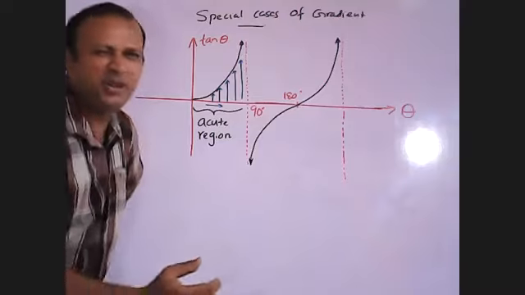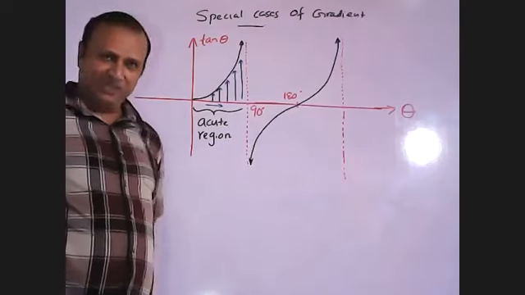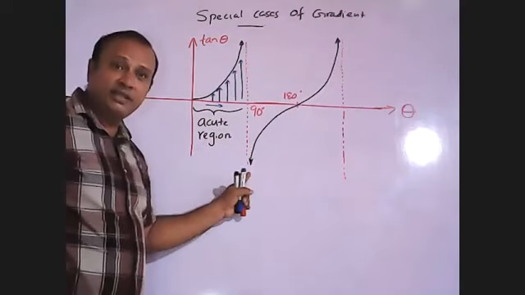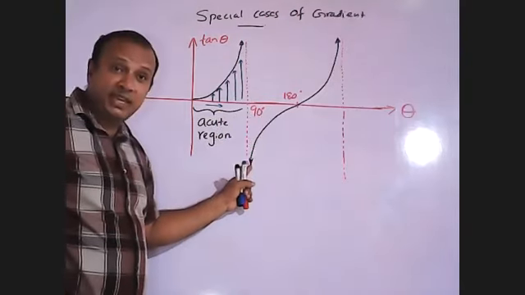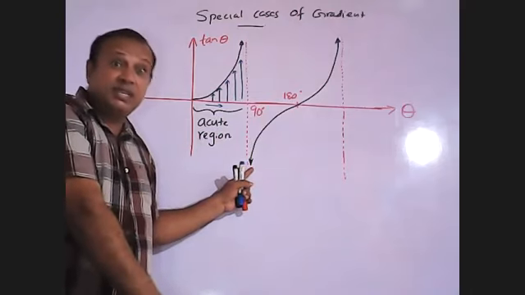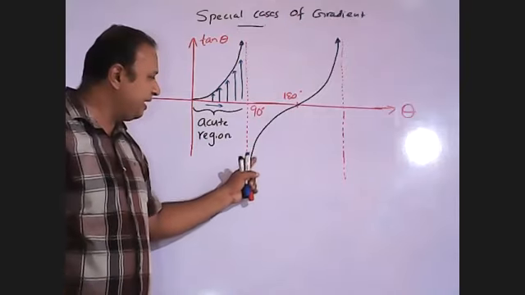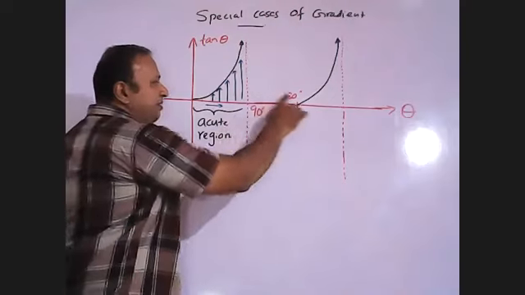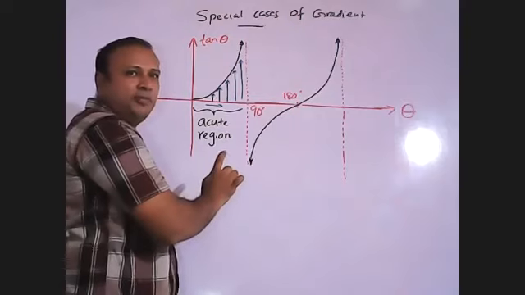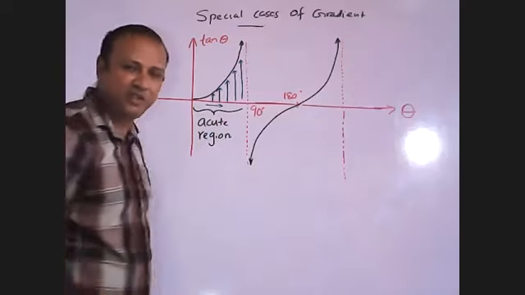Do not say it negatively. Look at this. Very close to 90, the value is equal to minus infinity. Minus infinity means a very large minus value. Then when theta increases, the tan value also increases up to 0. 0 is higher than minus infinity.